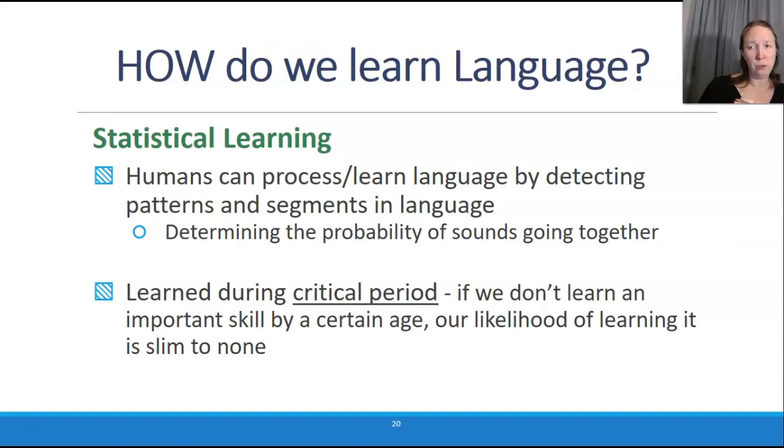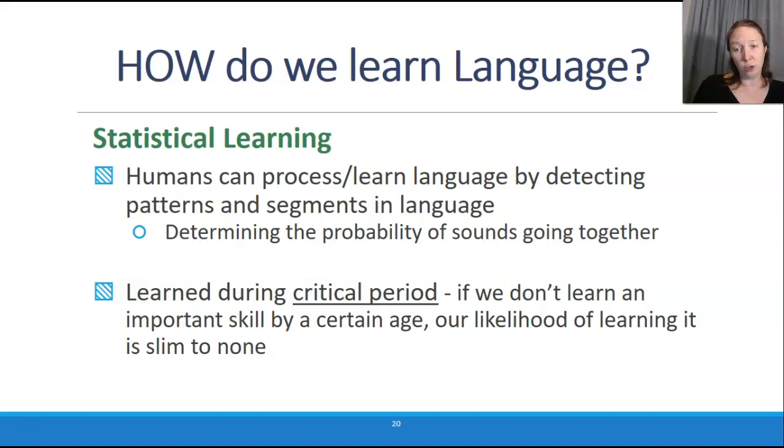And the people who support statistical learning of language would say that a child must be exposed to language by age 7, or the window for learning language at all is going to close. And a child will not learn to speak at all, or at least will never really master their native language.